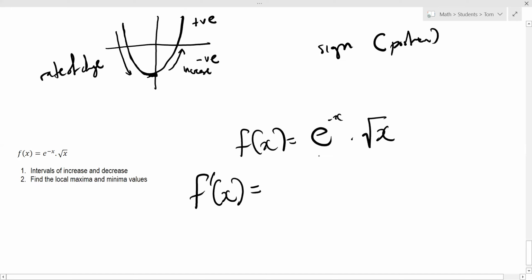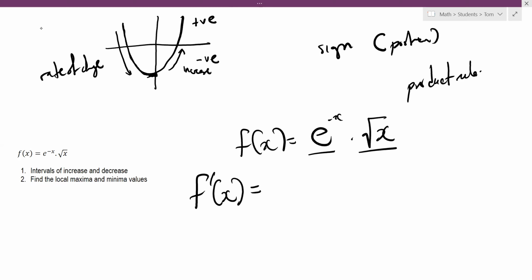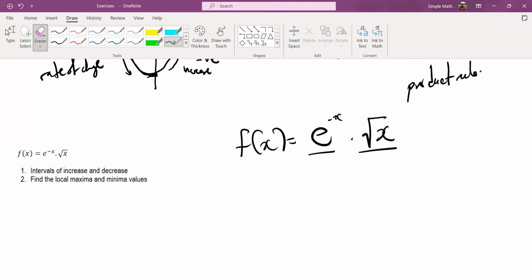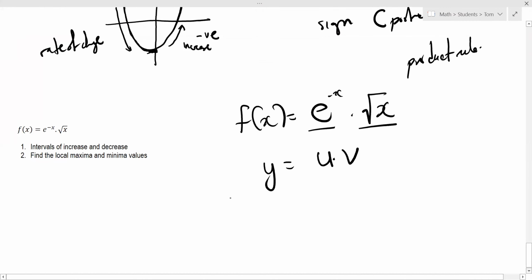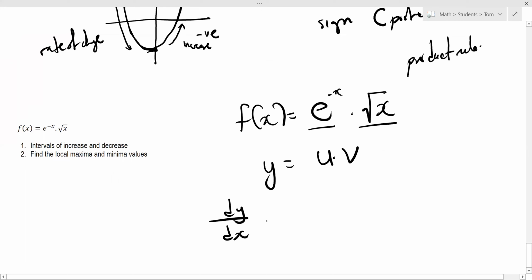Now we have two separate functions multiplied together, so we can use the product rule. I like to use y. If y equals u dot v, then dy dx or f prime of x, this is how I like to do it: v du dx plus u dv dx.